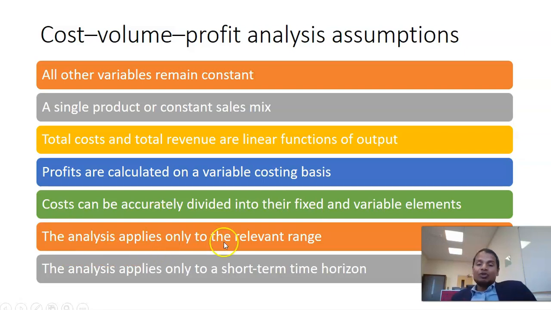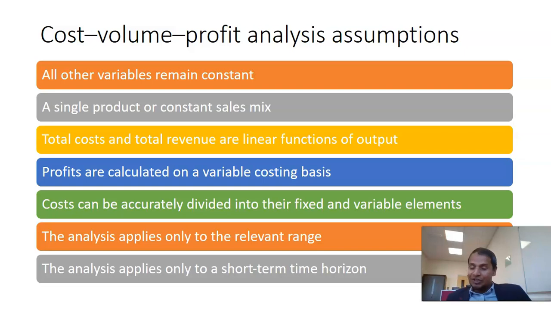The analysis applies only to the relevant range. Okay, so the analysis will be within a particular range of activity. If the range of activity changes, our analysis will not be valid anymore. For example, you have one machine and the machine's capability is 20,000 production level. So if you want to produce more than 20,000, then you have to increase your machinery. You have to install another machine.